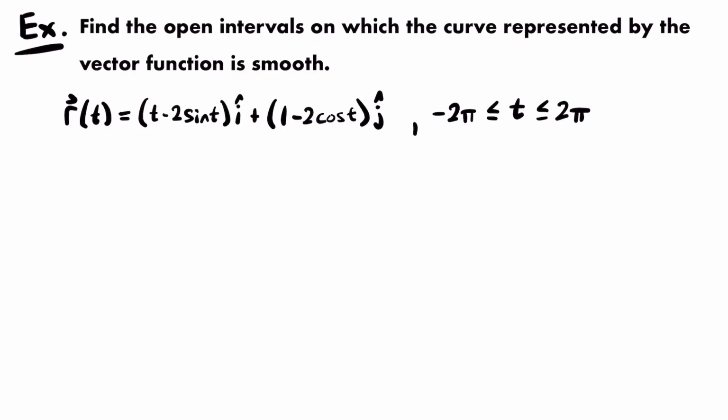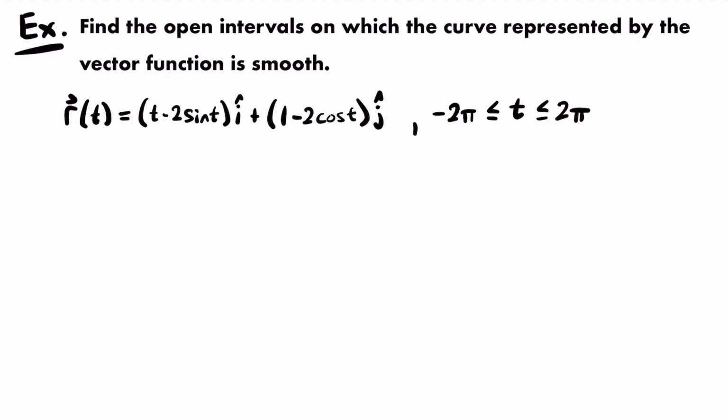For this example, we once again want to find the open intervals on which the curve represented by the vector function is smooth. And this time our vector function is r of t equals t minus 2 times sine t i plus 1 minus 2 cosine t j. And our domain is restricted here. We're just looking at values of t between negative 2 pi and positive 2 pi.